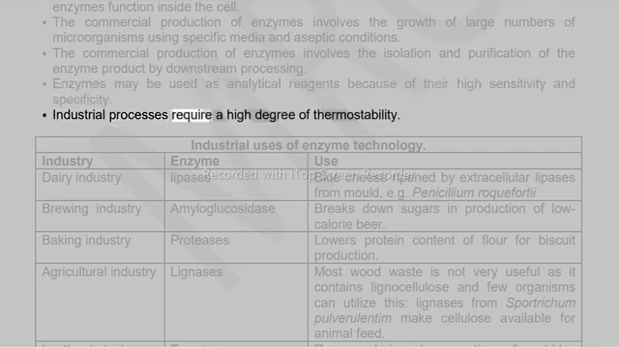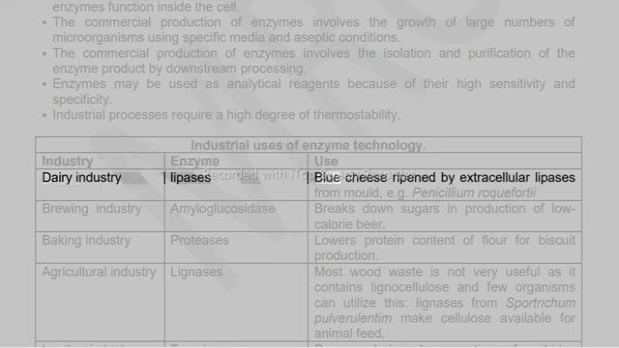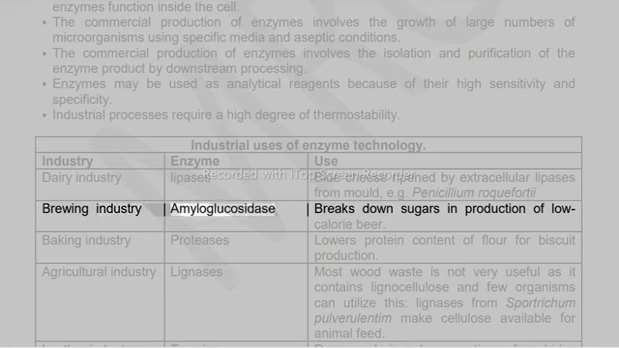Industrial processes require a high degree of thermostability. Industrial uses of enzyme technology. Dairy industry: lipases. Blue cheese is ripened by extracellular lipases from mold, e.g. Penicillium roquefortii. Brewing industry: amyloglycosidase breaks down sugars in the production of low-calorie beer.